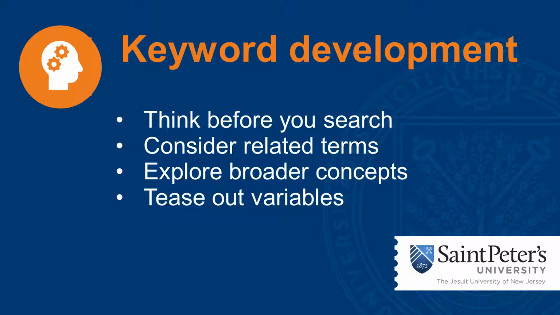One way to do this is to explore broader concepts. So to sort of move away from your topic and think about how it might have been discussed in broader scholarship. I also want you to tease out the variables in your own research. So think about what you're researching and what you're actually going to be measuring, or what variables you think researchers might have measured to find things that are interesting to your topic.